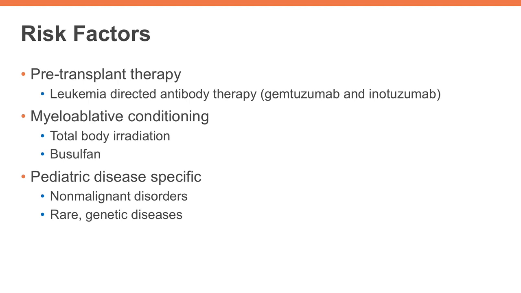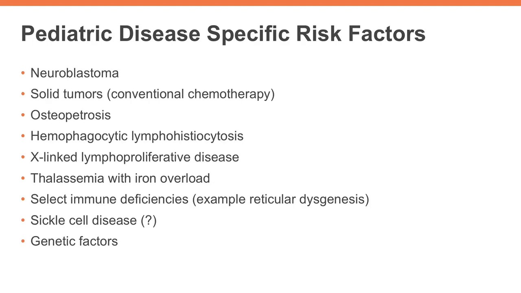In pediatrics, though, there is a specific group of patients, particularly many of those with non-malignant disorders, that are at heightened risk for veno-occlusive disease. These are often rare genetic disorders that are not frequently transplanted in the adult setting. There are specific diseases in the pediatric population, particularly non-malignant diseases, that have an increased risk of VOD. In the malignant realm, we think of children with neuroblastoma as having heightened risk of VOD. This is often due to the pre-transplant therapy that they receive.